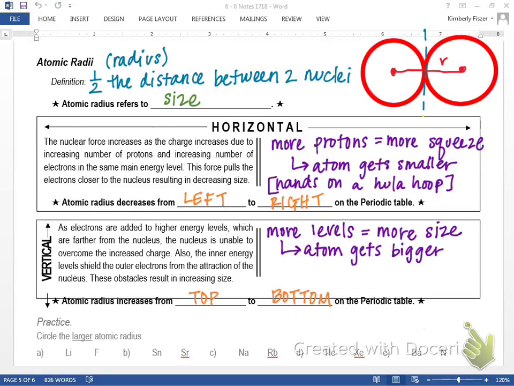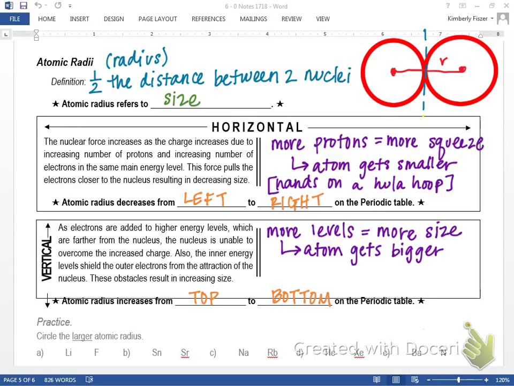All right, before I scroll down, I want to try some of these practice problems. Practice! So, we're going to circle the larger atomic radius. So I'm going to find the bigger or the smaller? The bigger. So I'm going to take 2 fingers, because I got 2 elements, and put one on lithium and one on fluorine.